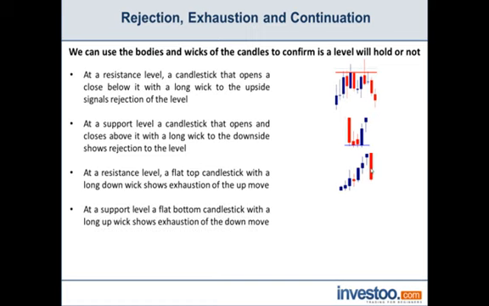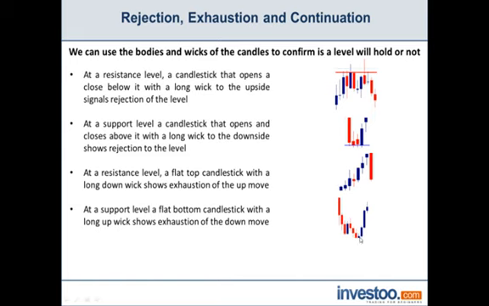And on the opposite side, at a support level, a flat bottom candlestick with a long wick shows exhaustion of the down move. Here it is the same, but in a downtrend. You can see that here we have long bodies on these bearish candles, and then the bodies are getting smaller and smaller until we have a flat bottom, meaning that we couldn't even make a low below this area of support, and the bulls push price all the way up here.